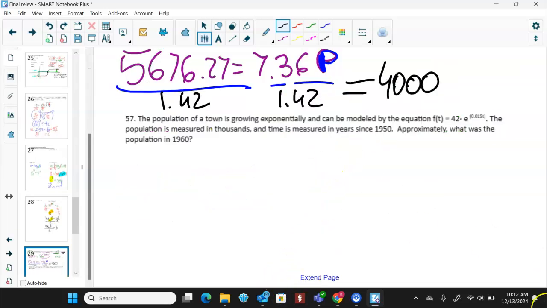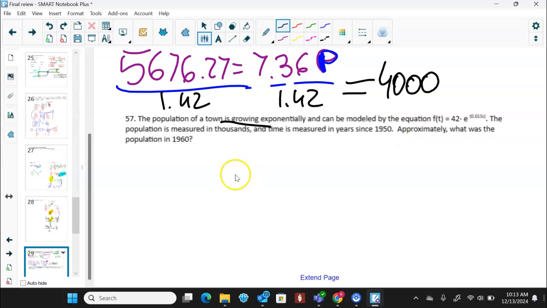All right, question 57 says the population of a town is growing exponentially. So the word growing is important because that's a plus. And it can be modeled by this equation. Now the population is measured in thousands and time is measured in years since 1950. Approximately what was the population in 1960? So again, we do not know the population in this year.